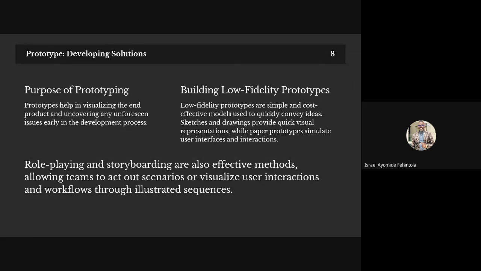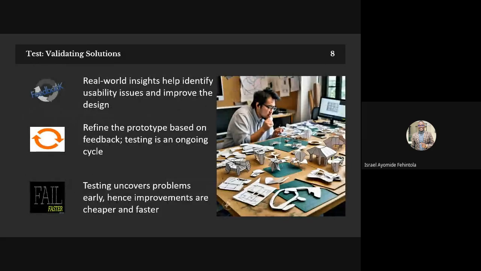Then from there you go to testing. Remember, you have prototypes, you have gotten feedback, and from feedback you now develop a real solution, then you test it. So the component of the testing here is that feedback. You get feedback to enable you to improve maybe the design, the usability. Also it's a continuous process. It's a loop, as you can see. So you refine the prototype based on the feedback over and over and over again. Then the last one is, it's better you fail.